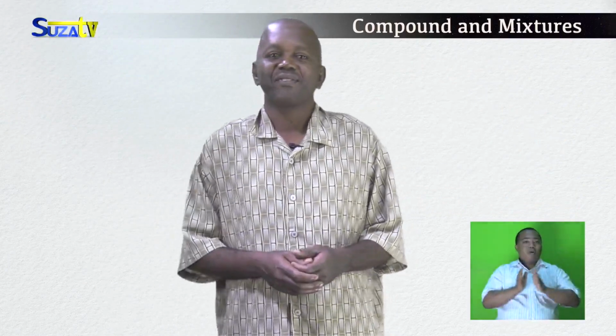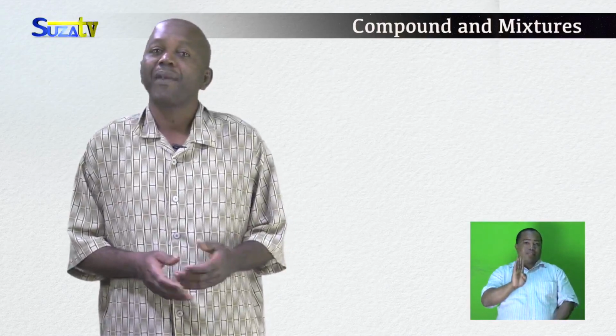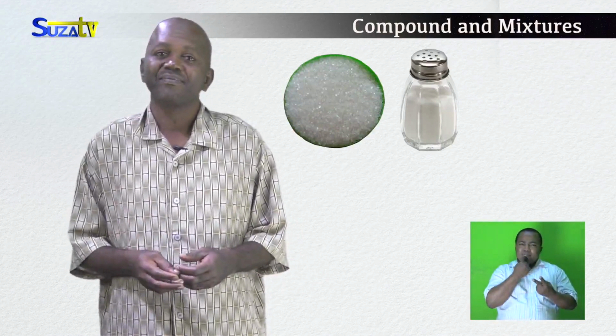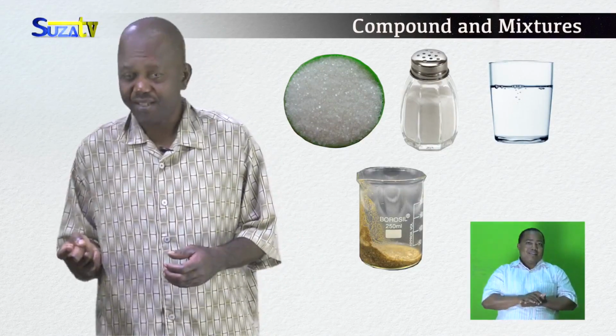On the other hand, in group B, we place sugar, table salt, a glass of water, a beaker of sand.